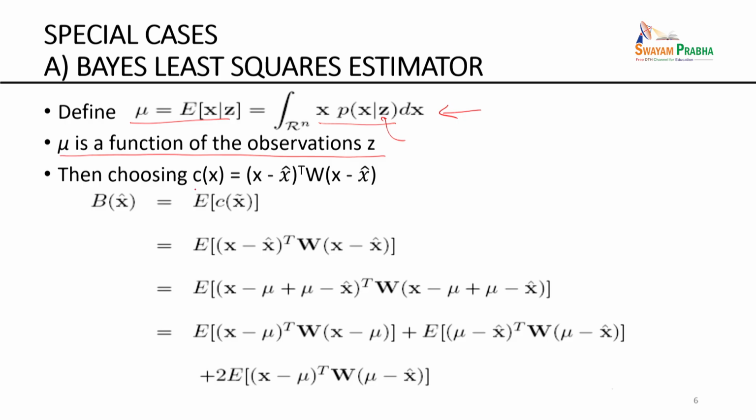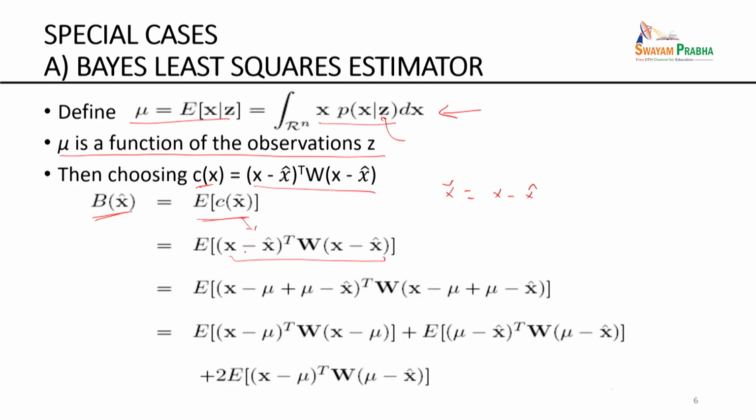I'm now going to choose my cost function to be (x minus x hat) transpose W (x minus x hat), a weighted sum of squared errors. So B(x hat), the total Bayesian cost, is equal to the expected value of the cost associated with the error. X tilde is the error. X tilde is equal to x minus x hat. So substituting, this becomes the expected value of this.